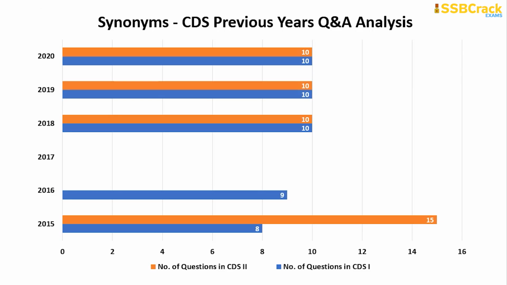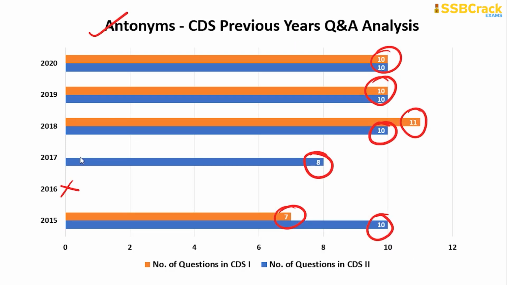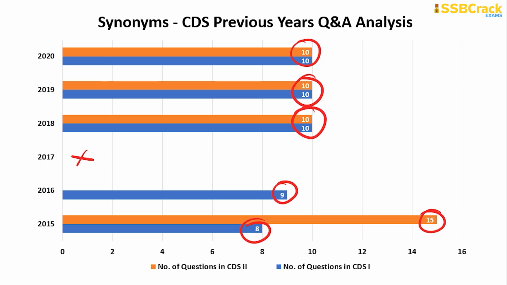Coming now to synonyms, 10 questions have consistently come in both CDS 1 and 2 from 2018 to 2020, right? 9 questions came in CDS 1 2016. No questions came in the year 2017 and also in CDS 2 2016 at all, but 15 questions came in CDS 2 2015 and 8 questions in CDS 1 2015. So again, from antonyms you can expect nearly 7 to 10 questions approximately, and from synonyms you can expect around 8 to 15 questions, but approximately 10 questions.